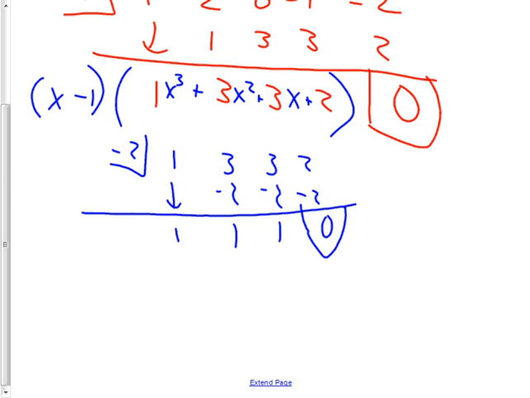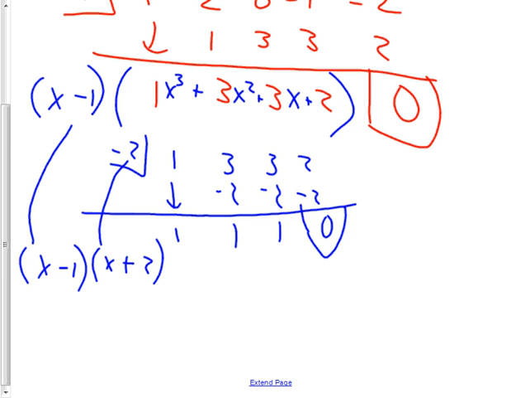-2 adds up to 0. Okay, good. Final answer. This comes down, x minus 1. This comes down, x plus 2. And these guys right here, that's x squared, make x squared plus x plus 1.